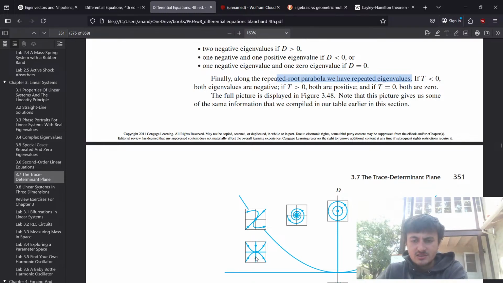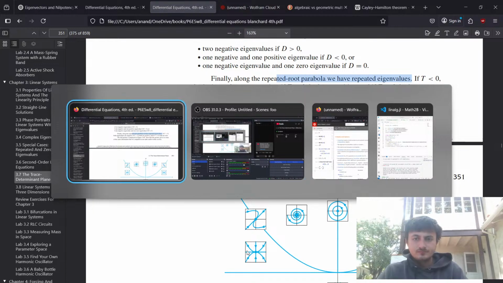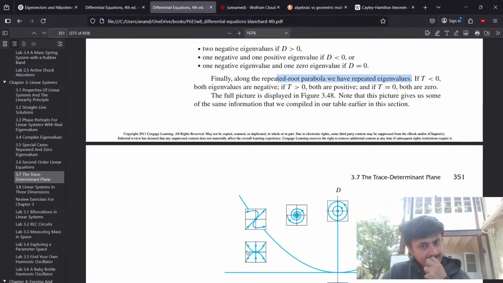Wait, in this case, above this is where 4d is greater. So you plot t squared equal to 4d, and if 4d is greater than t squared, then complex. So you get the spirals on top. But here, in this case, t is negative.